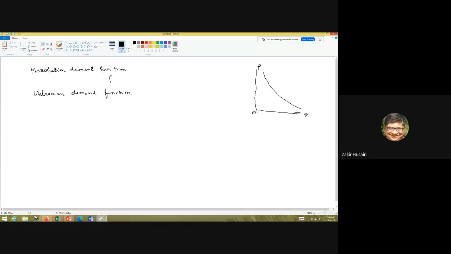Okay, so what you're saying is that price is a function of quantity. In the case of Walrasian, demand is a function of price. So the quantity demanded is a function of price, and here we say that the demand price is a function of quantity.